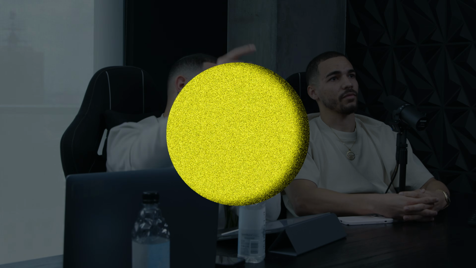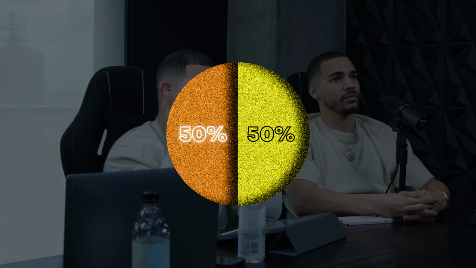If you were to draw a pie chart, do you know what a pie chart is? No, I don't. A pie chart is basically a circle, and if you divide it in half, it's 50-50. If you divide it into one triangle, it could be 15-85. That's a pie chart, right?